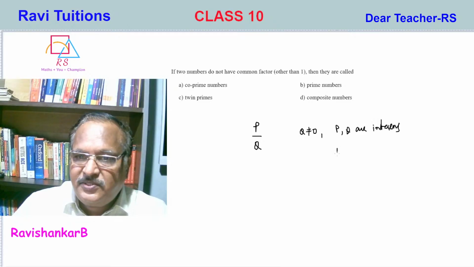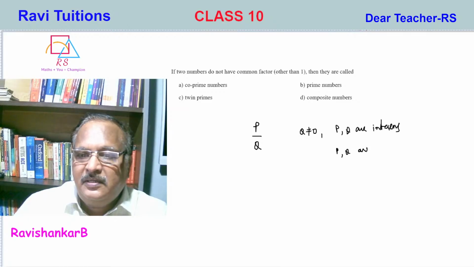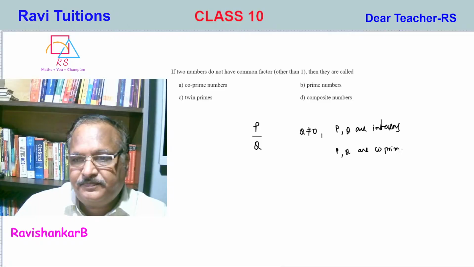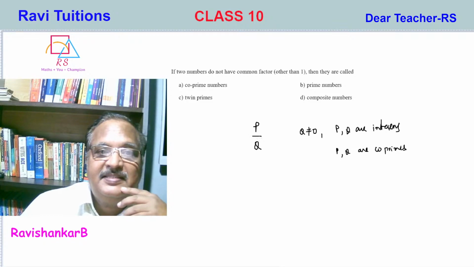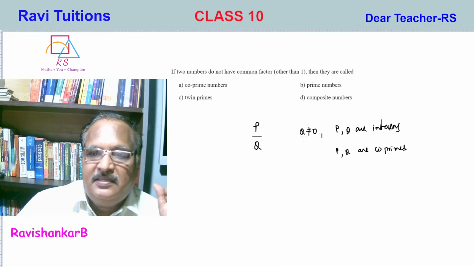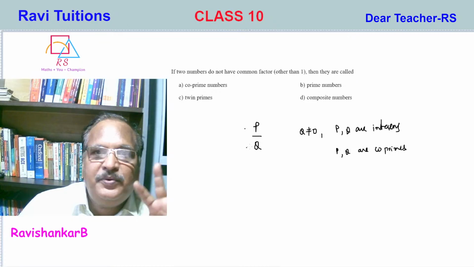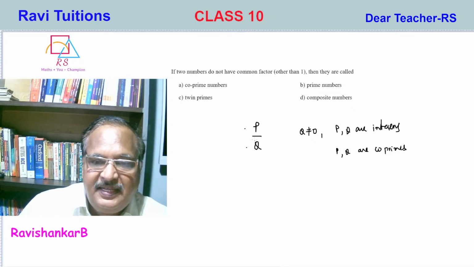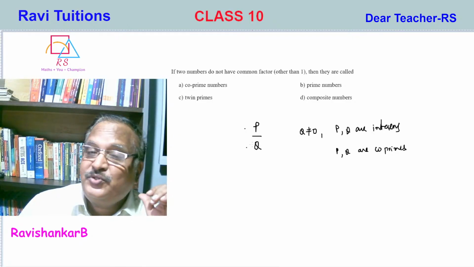And also there is one more thing, many of you might be knowing or might not be knowing: p, q are co-prime numbers. This is the definition. So everybody should know what co-prime numbers are. Co-prime numbers are not the same as prime numbers. This p and q, definitely q is not equal to 0, p, q are integers, and p and q should not have a common factor.